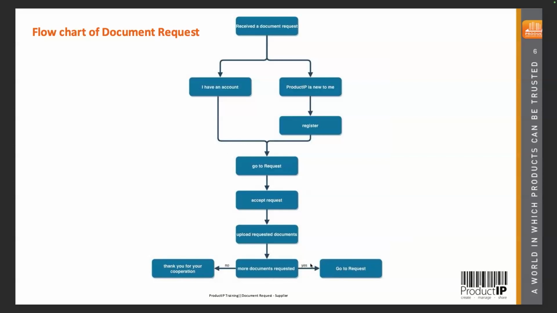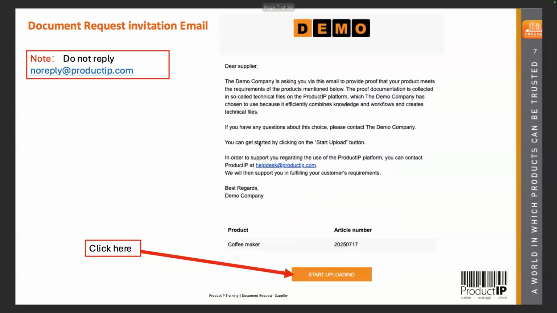If not, your customer will send it again, and you can go back to the document request and upload the remaining or still missing documents. You will receive an invitation email for the document request. Your customer will create a document request for a certain product and will send out the invitation.